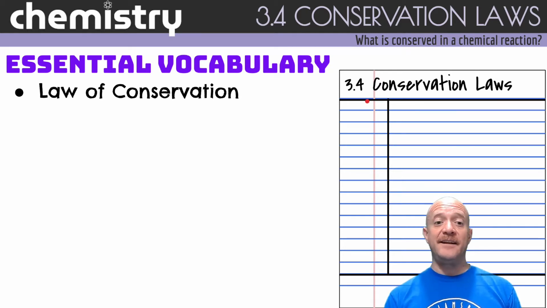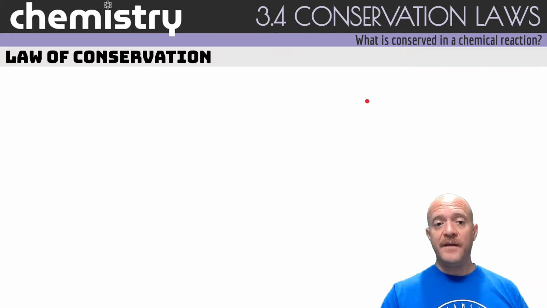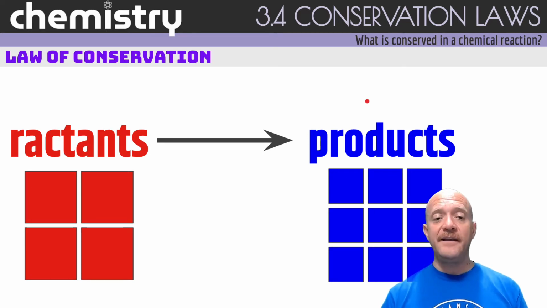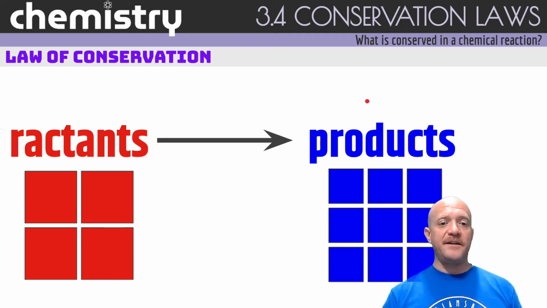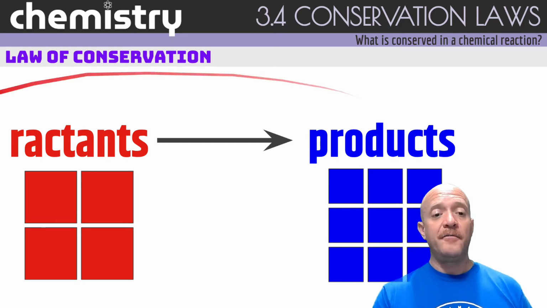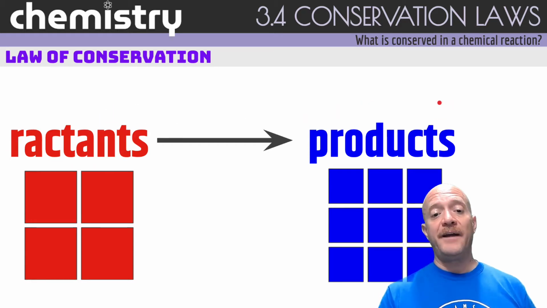Today we will be discussing the law of conservation. Now, there are many laws of conservation, but basically what this means is whatever you start with, you have to end with. Now, these on the left refer to the reactants, on the right refers to the products. So whenever you see a chemical reaction, reactants go on the left, products go on the right.